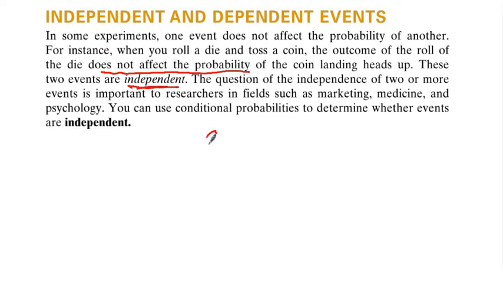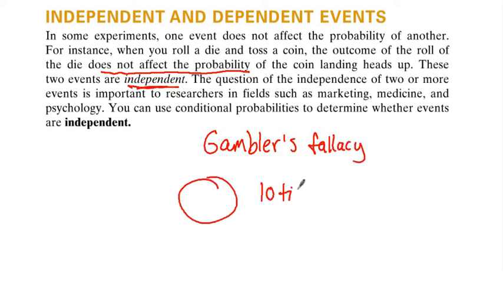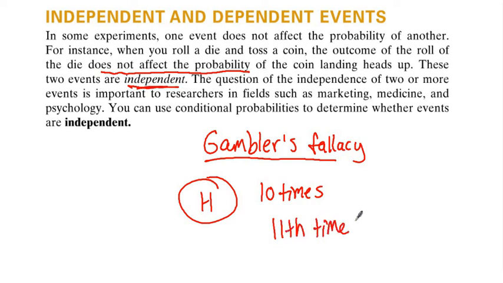So there's a great example in gambling. You might have heard of this before. It's called the gambler's fallacy. And I'll give you a simple example. Suppose you flip a coin 10 times, and it lands on heads 10 times in a row. If I were to ask you what you think is going to happen on the 11th time, most people would say, well, I'm probably going to get tails. I just got heads 10 times in a row, so my luck is going to be running out. I'm going to get a tails.